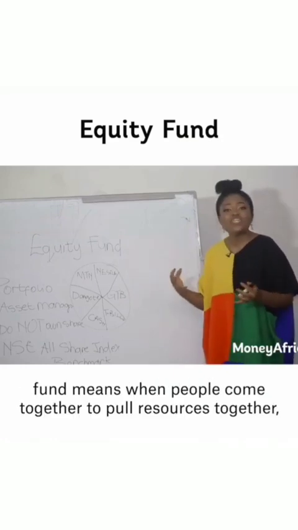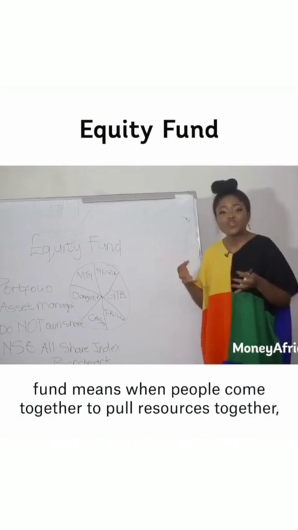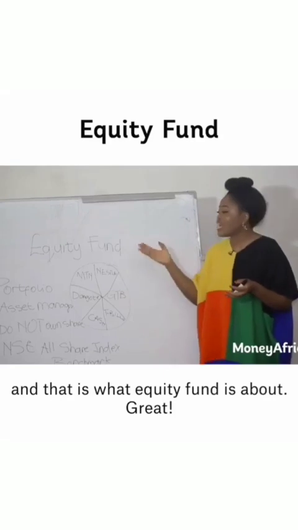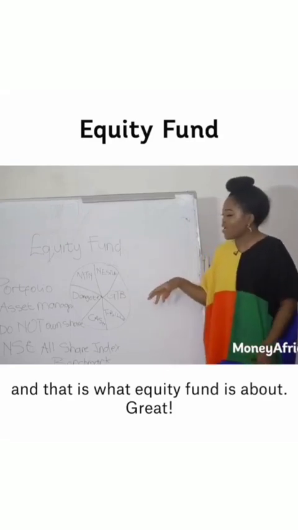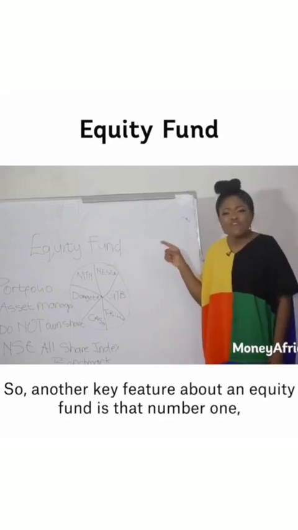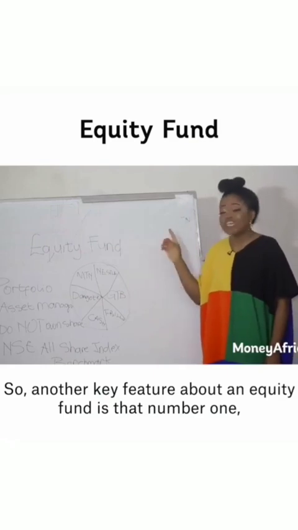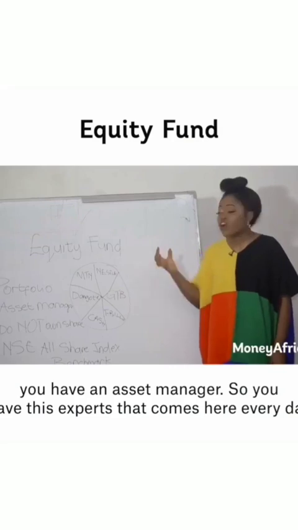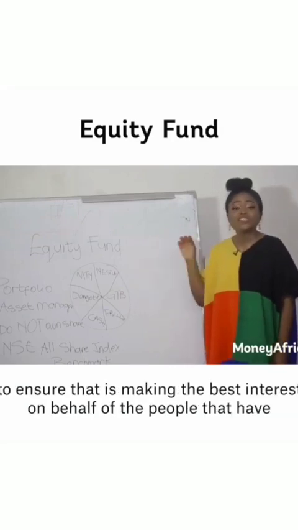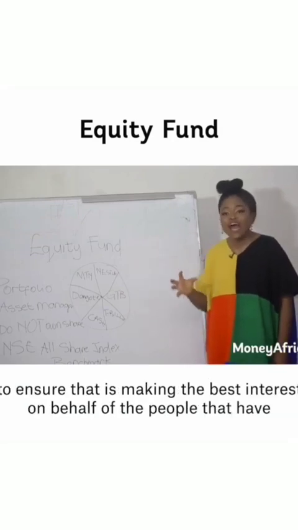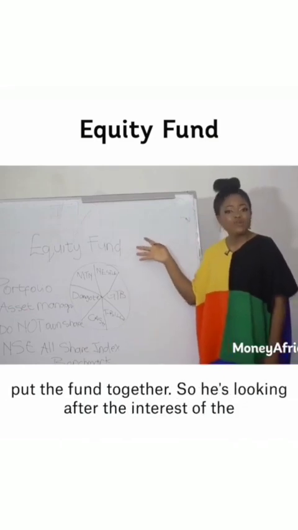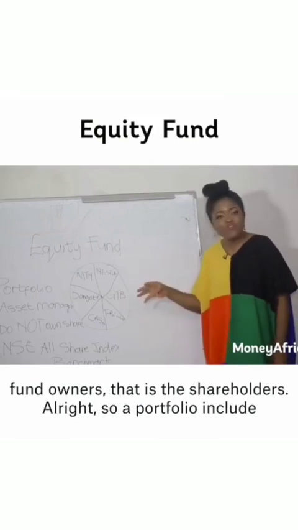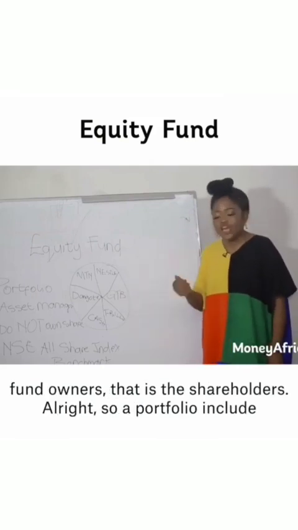Fund. A fund means when people come together to pool resources together, then they have a fund. That fund can then be invested, and that is what an equity fund is about. Great. So another key feature about an equity fund is that, number one, you have an asset manager. So you have this expert that comes here every day to ensure that he's making the best interest on behalf of the people that have put the fund together. So he's looking after the interest of the fund owners, that is the shareholders.